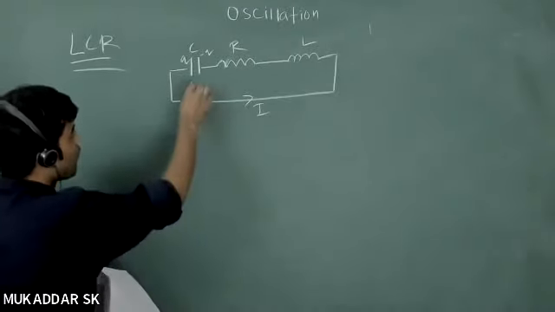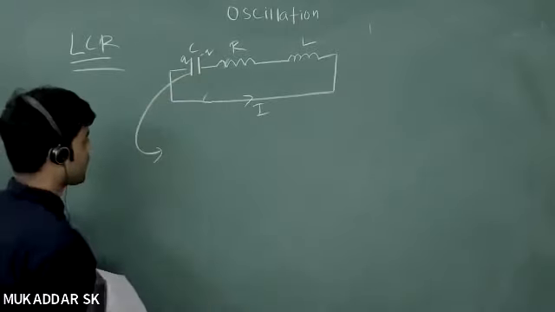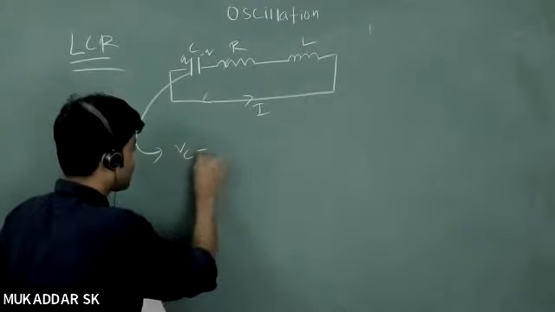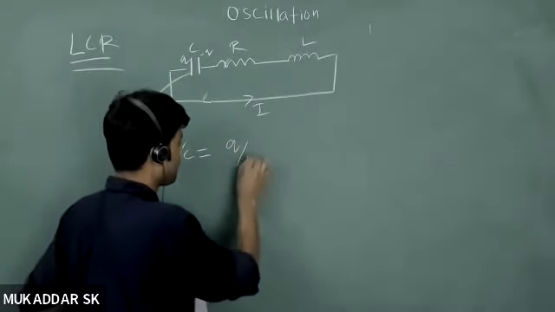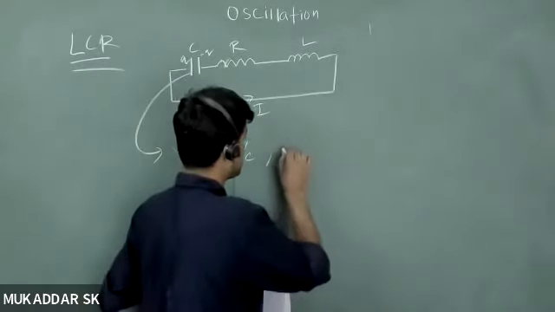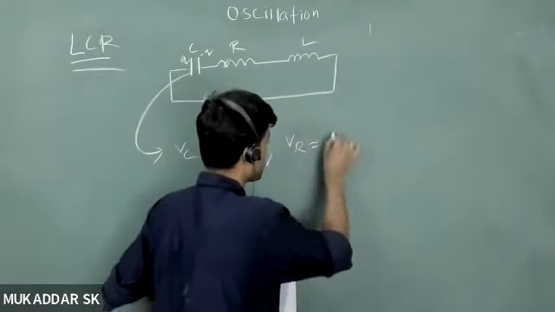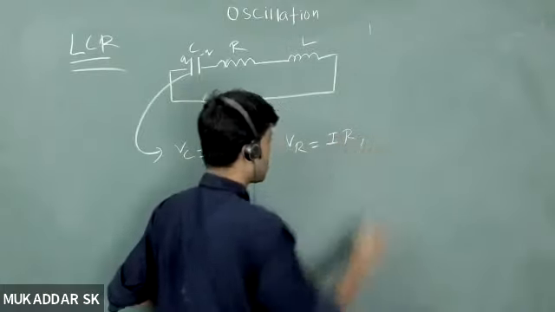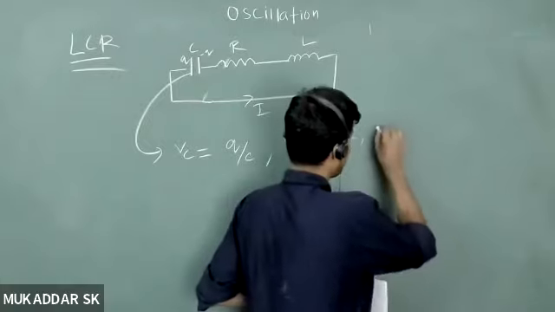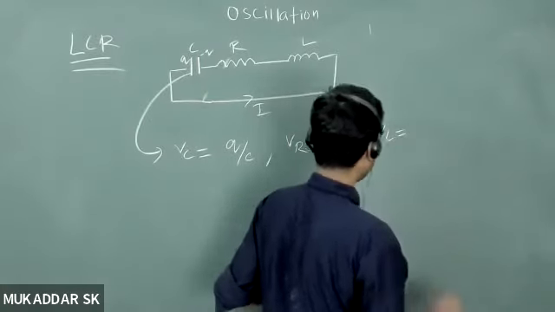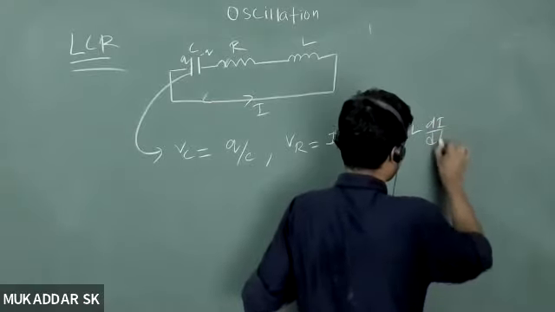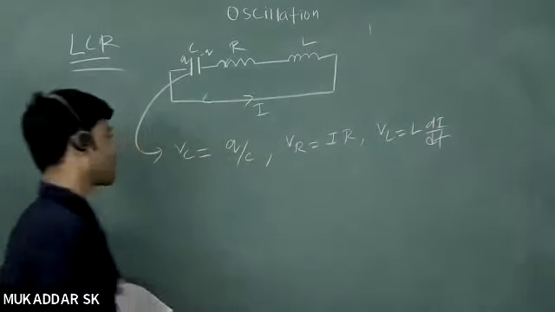So potential drop across the capacitor will be how much? Vc will be how much? It will be nothing but Q by C. Potential drop across the capacitor. Across the resistor, VR will be how much? That will be IR, right? And across the inductor, VL will be how much? That will be L di by dt. That you know, right? This thing you know.